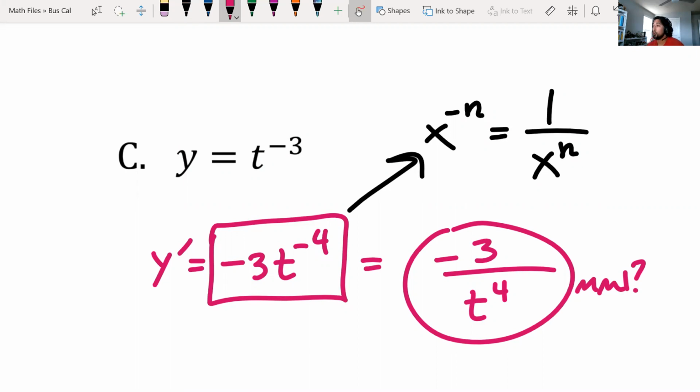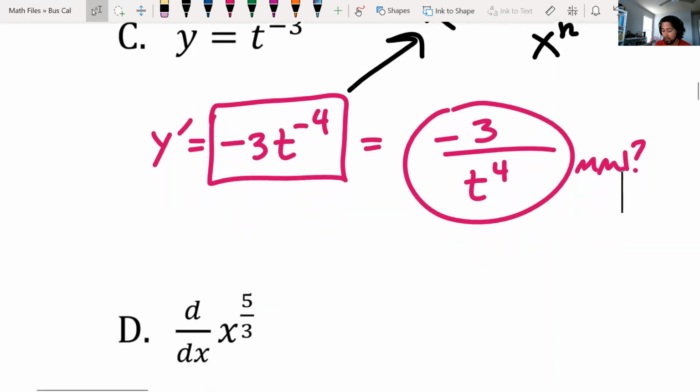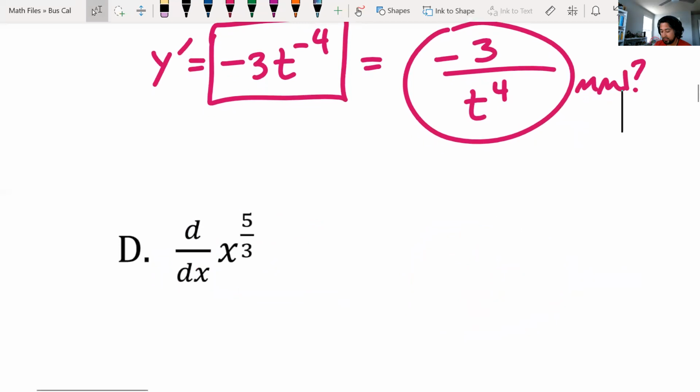All right. So any questions on that? Hopefully it takes the first one, but rewriting it the next way is actually good practice because given some of these derivatives, we're going to have to rewrite them a certain way. Okay, so there's C, and now D.